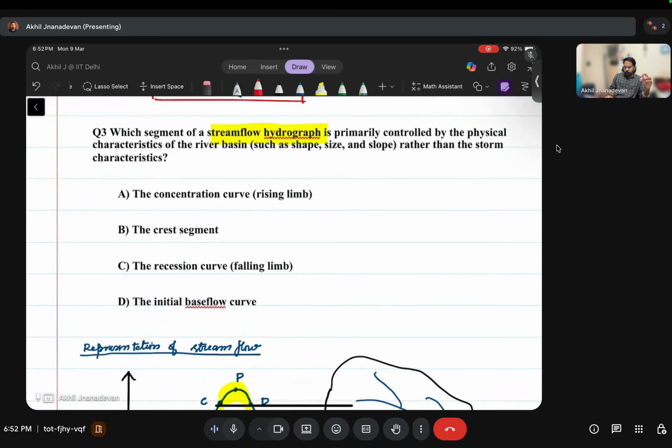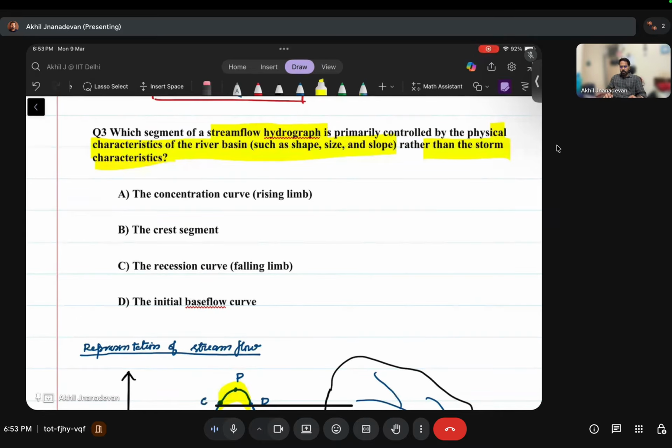Which of the segments of the streamflow hydrograph is primarily controlled by the physical characteristics of the river basin, such as shape, size, and slope? So they are asking which section of the streamflow hydrograph is characterized by the physical characteristics of the basin alone rather than the storm characteristics. That we already saw. The answer will be the recession limb or the falling limb, right?